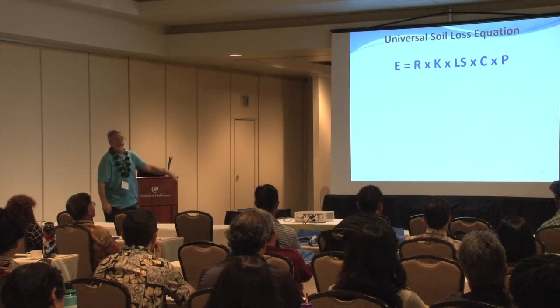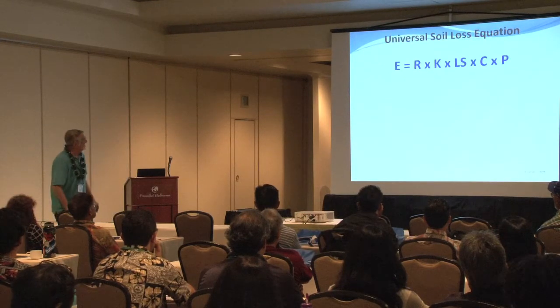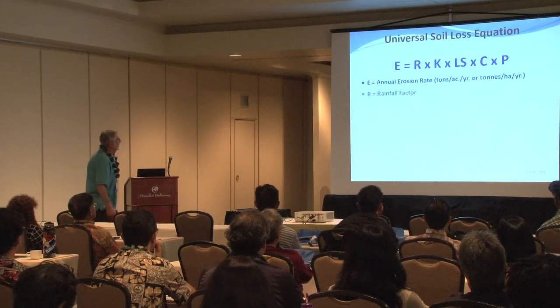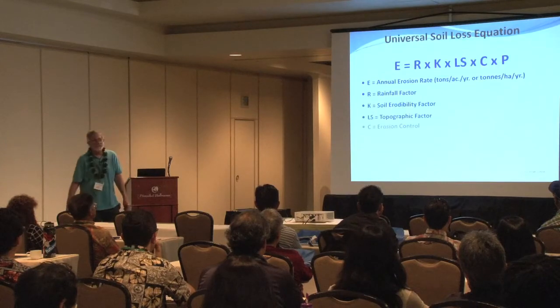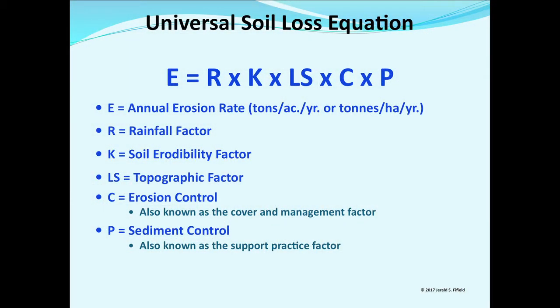This is the Universal Soil Loss Equation. It's an empirical relationship, been around since, like I say, the 70s, where we talk about all the annual erosion rates and rainfall factors and C factors and P factors and XYZ factors, whatever you want, we've got them in here.